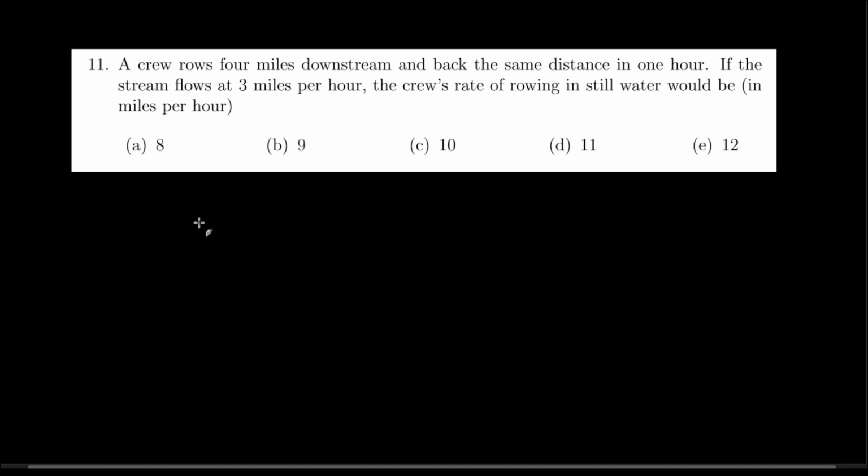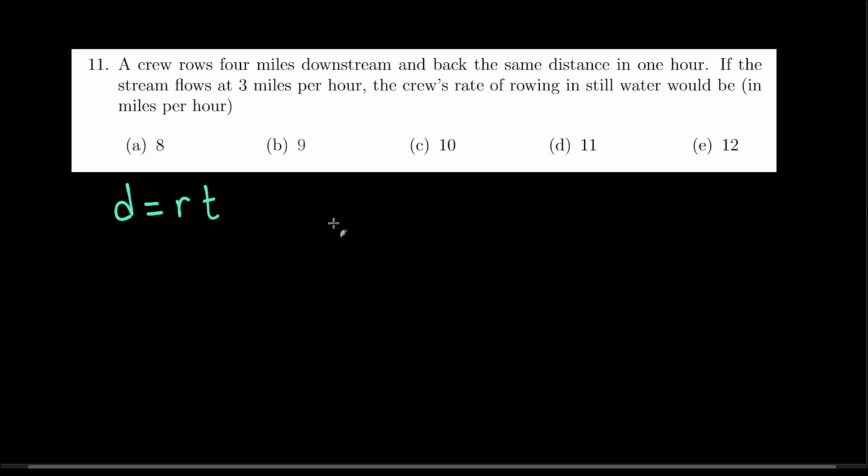Okay. So let's look at some of the key terms in this problem. There's 4 miles downstream and back. Same distance, 1 hour, miles per hour. This screams a distance, rate, and time problem. And the relationship between distance and rate and time is distance is equal to the rate times the time.